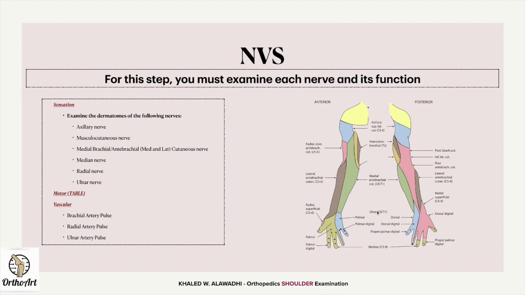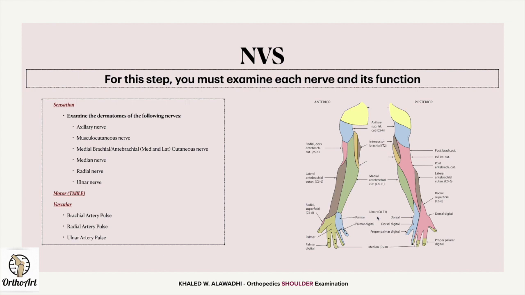Then the median nerve, shown here in light green. Then the radial nerve, shown here in the pink color, the dermatomes, and then the ulnar nerve, which is shown in the blue color. Then you check the motor function of each nerve.